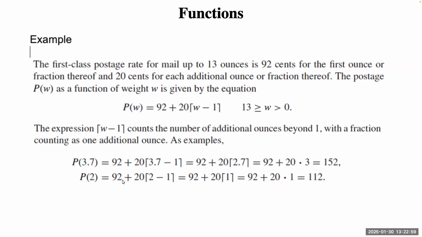P2, same thing: 92 plus 20 times the ceiling of 2 minus 1, so 92 plus 20 times the ceiling of 1. The ceiling of 1 is just 1, so it's 92 plus 20, or $1.12. So that's a place where you can use this. It's easy to program into a computer because, for example, in Java, in the math library, you have Math.ceil. You just plug in a number and it gives you the answer.